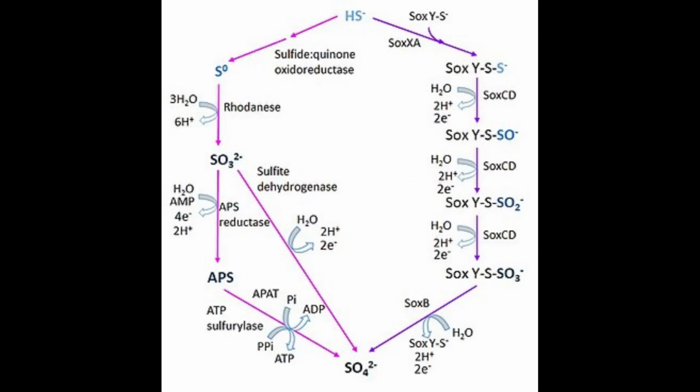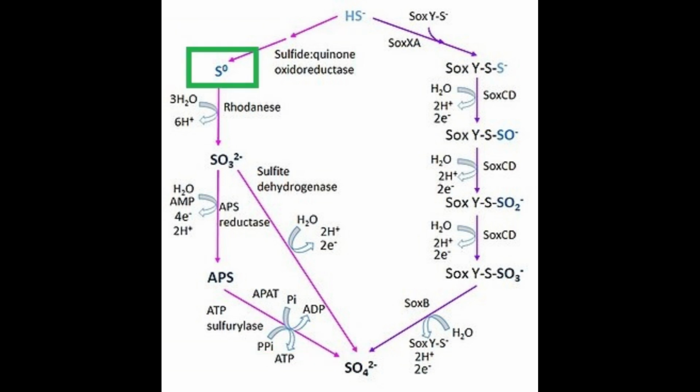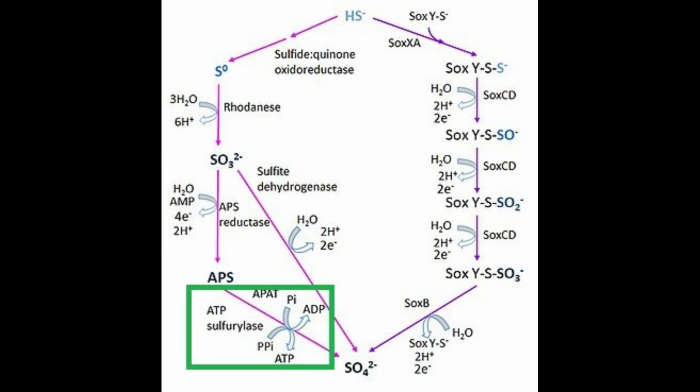The other major pathway is the sulfide quinone oxidoreductase or SQR pathway. Here, sulfide is oxidized via quinone in a membrane-bound SQR enzyme and forms elemental sulfur. A rhodanese then oxidizes it to sulfite, and the final steps are catalyzed by the oxidative versions of adenylyl sulfate reductase and the sulfate adenylyltransferase enzymes used by sulfur-respiring organisms.